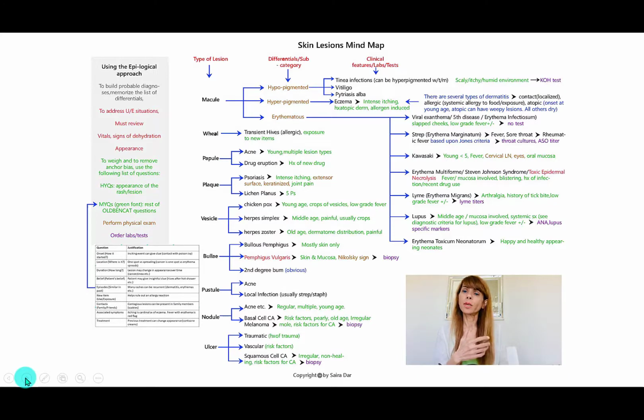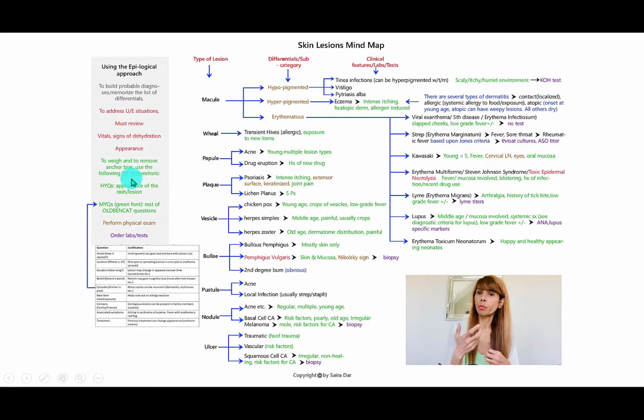So on this slide is displayed the skin lesions mind map. This mind map incorporates the use of the epilogical approach, which is a 4-step approach and includes building probable diagnoses. In other words, you need to know, based upon the appearance of the skin lesion, what the differential diagnoses are. The second step is to recognize any urgent or emergent situation, based upon the patient's appearance and the different diagnoses that we are considering, and that is also displayed on the mind map in the red color font. As you can see, that is pemphigus and toxic epidermal necrolysis, and we'll go into more detail as we move along about these conditions.